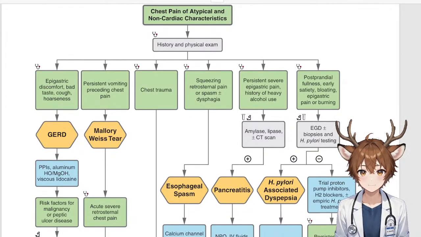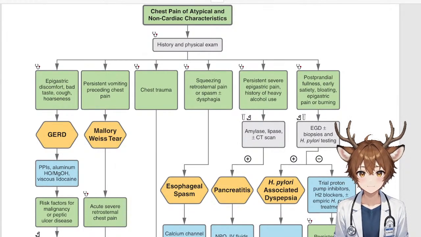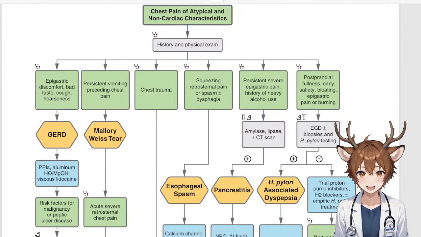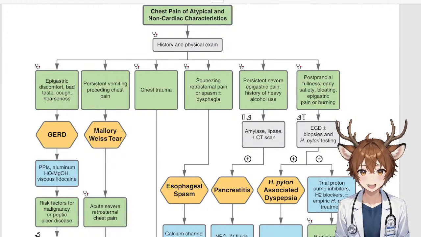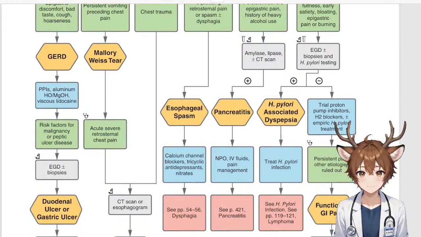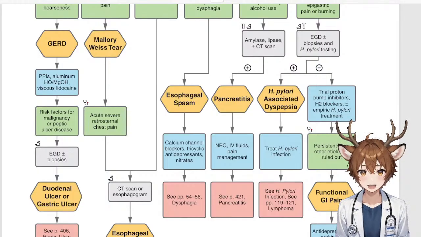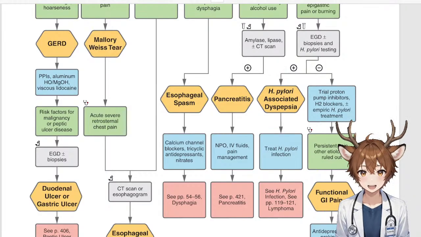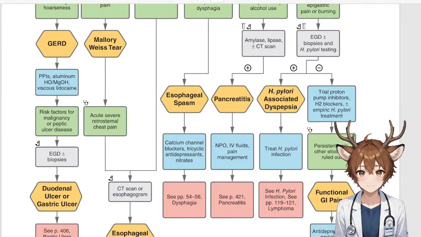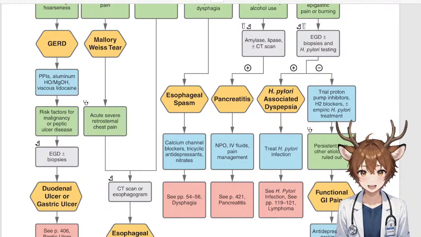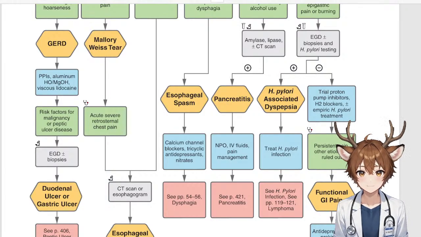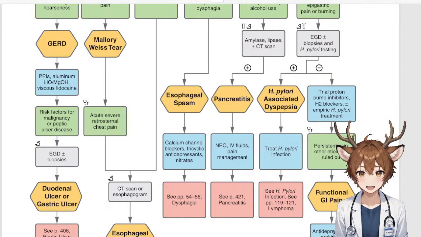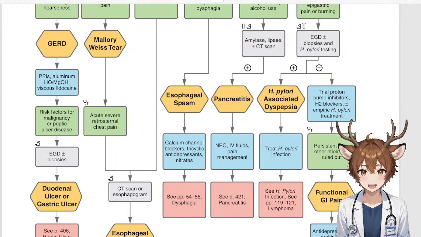What about this? Persistent severe epigastric pain, history of heavy alcohol use. What do we go for? Amylase, lipase, plus or minus CT scan. If that's positive, pancreatitis, right? In that case, NPO, don't give him food. IV fluids, nothing. Sorry, NPO. Let me just specify what that exactly means in the Latin. NPO means nothing by mouth, in Latin nil per os. Not just food, but anything else. So NPO, IV fluids, pain management. See page 421, pancreatitis.